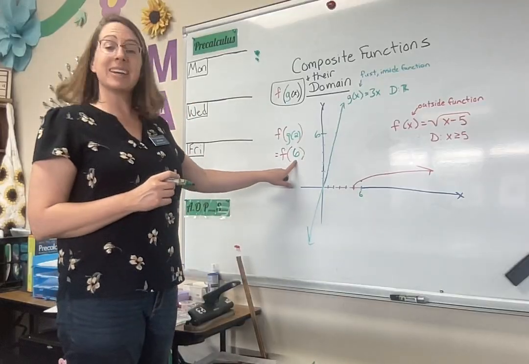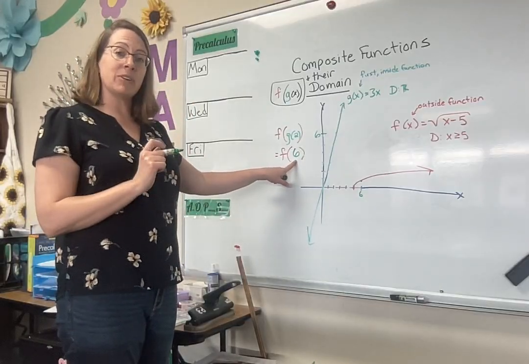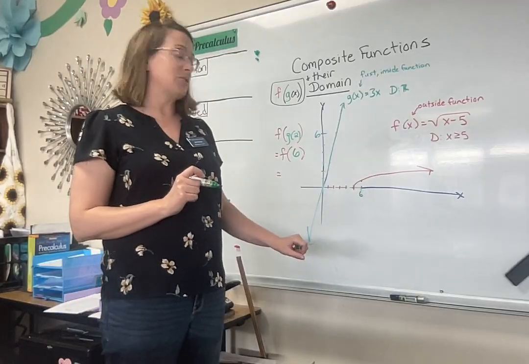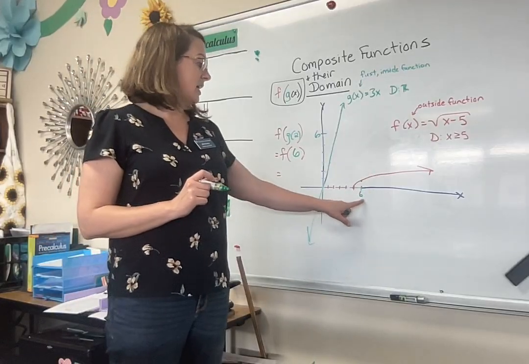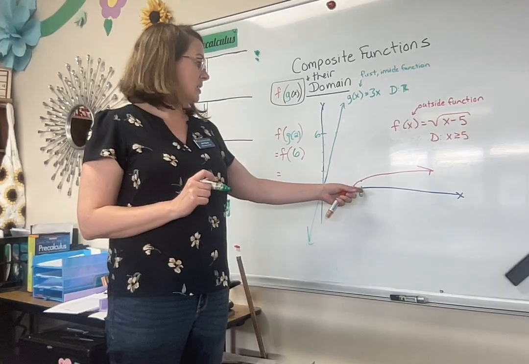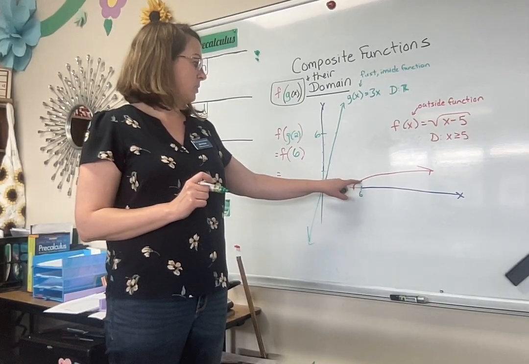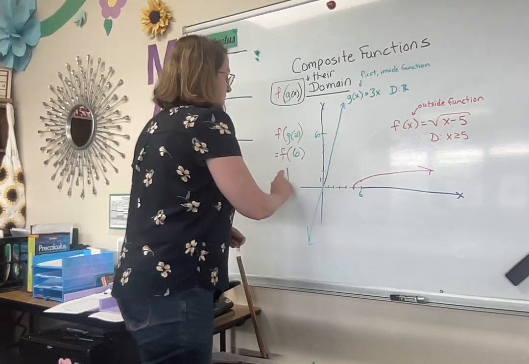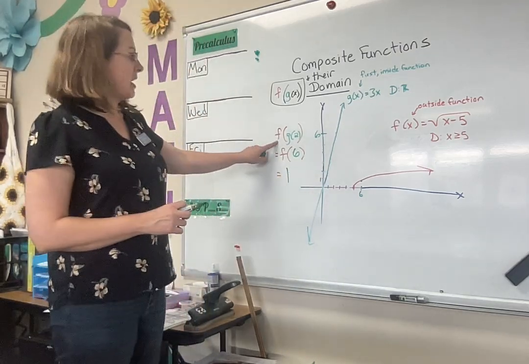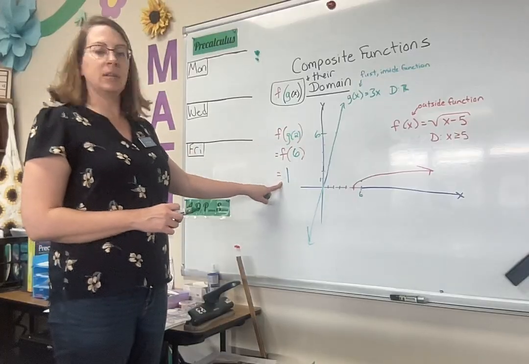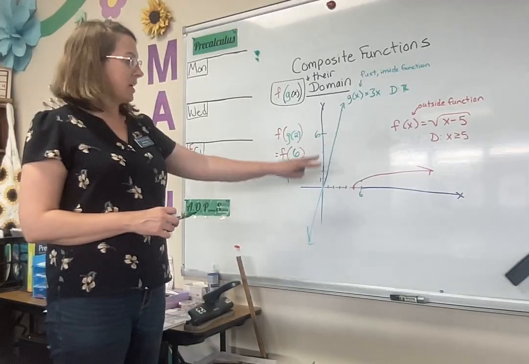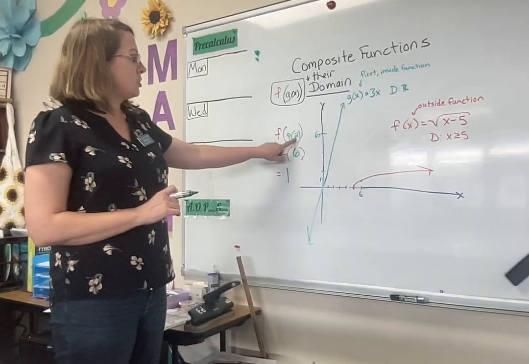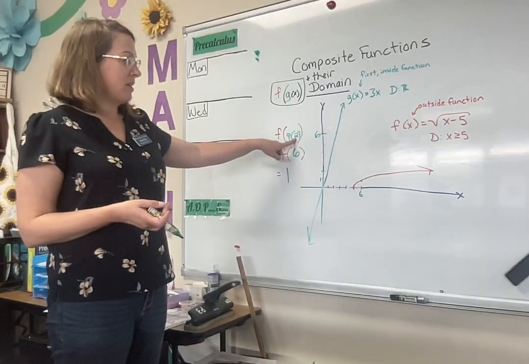Now, 6 is what we're putting into our outside function, our f. And 6 is in the domain of our outside function. So we're going to go ahead and plug 6 into our outside function, and the output we get for the input is 1. So f of 6 is 1. That means f of g of 2 is 1. That's how we navigate the graphs. So we can see that 2 is indeed in the domain of our composite function.